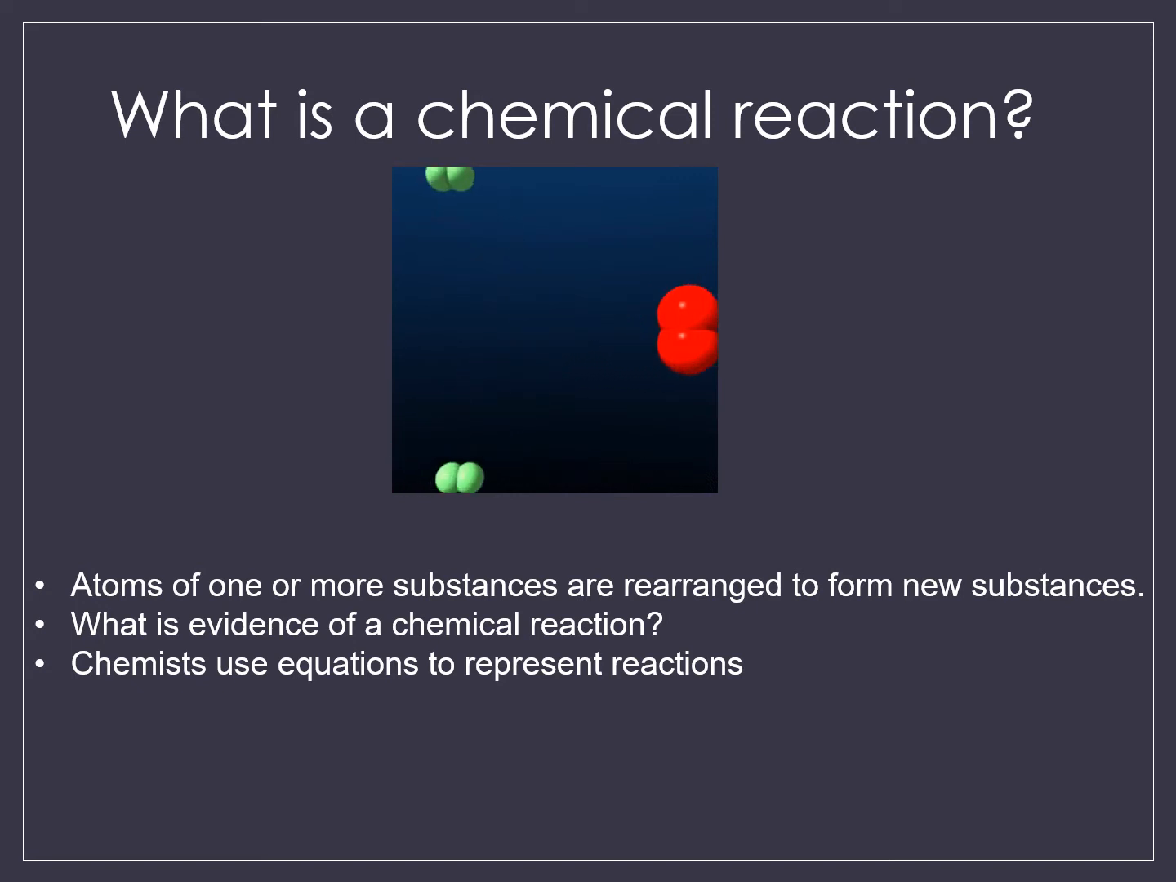Notice in the animation that we have these two hydrogen molecules seen in green, and this one oxygen molecule. Now they come in and they collide, and after that collision, atoms are rearranged, and they form these new substances. This is a chemical reaction. So let's write down our definition. A chemical reaction is when atoms of one or more substances are rearranged, here's our keyword, rearranged to form new substances.